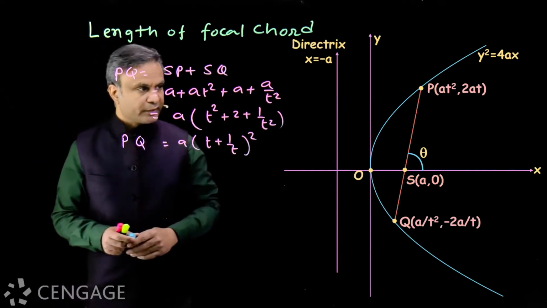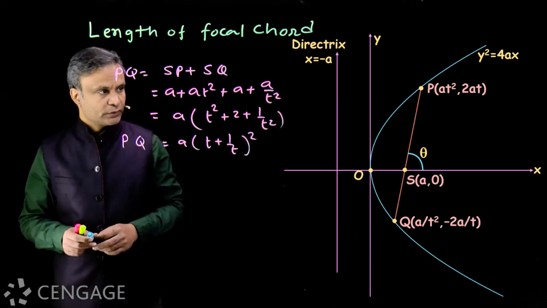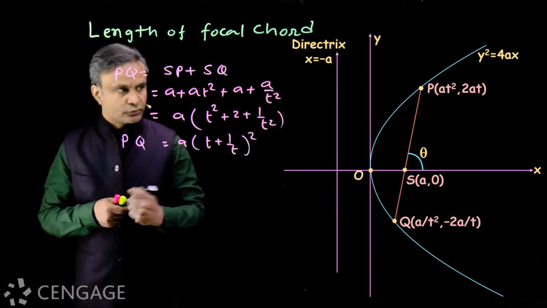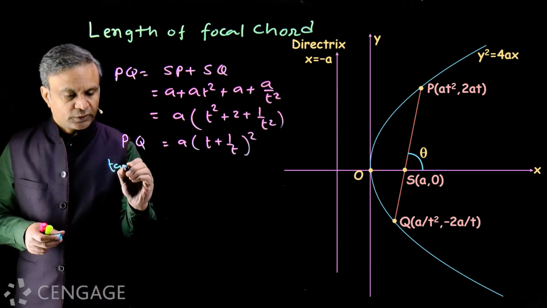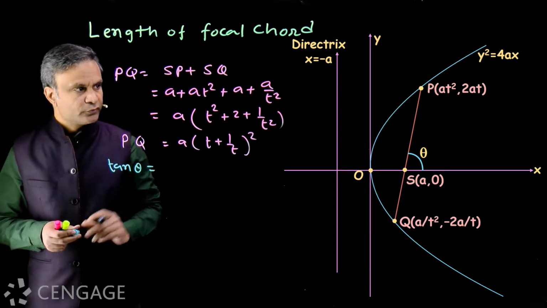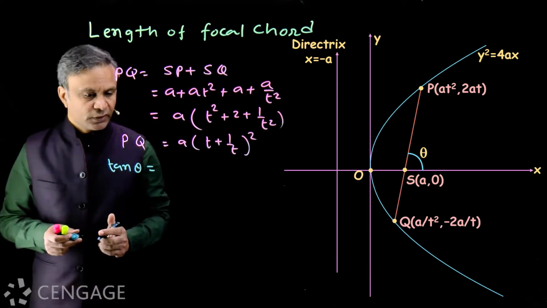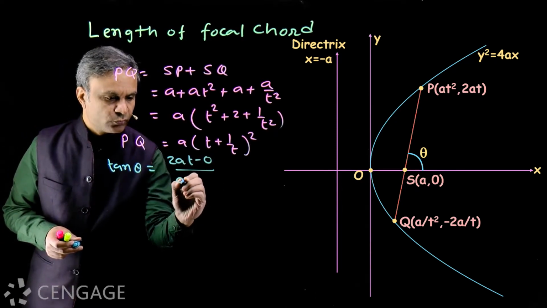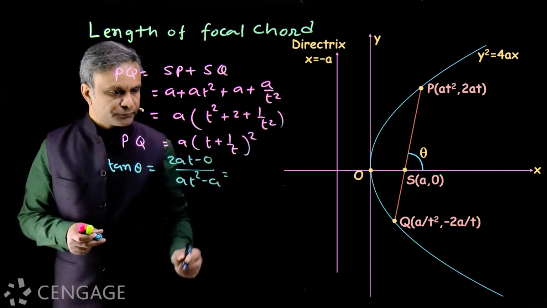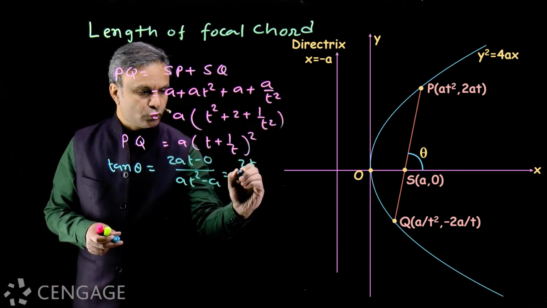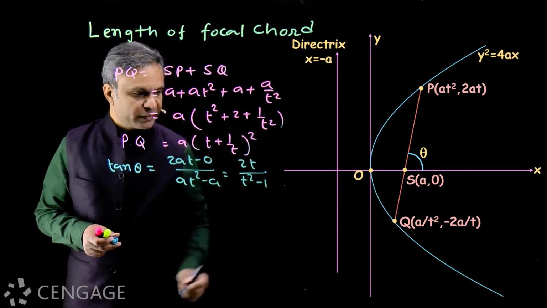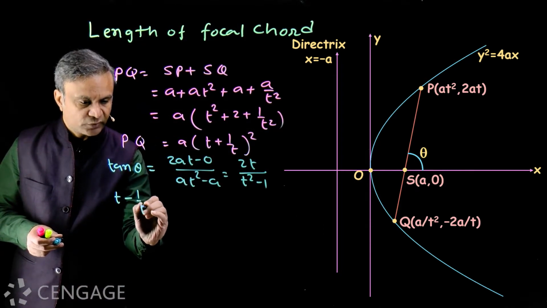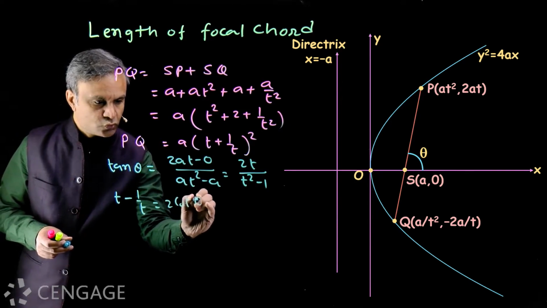Now once again consider parabola y square is equal to 4ax. Suppose focal chord PQ makes angle theta with positive x-axis. So slope of chord PQ is tan theta. This is equal to, if we use coordinates of points P and S, tan theta is equal to 2at minus 0 upon at square minus a. This is equal to 2t upon t square minus 1. So we have t minus 1 upon t is equal to 2 cot theta.